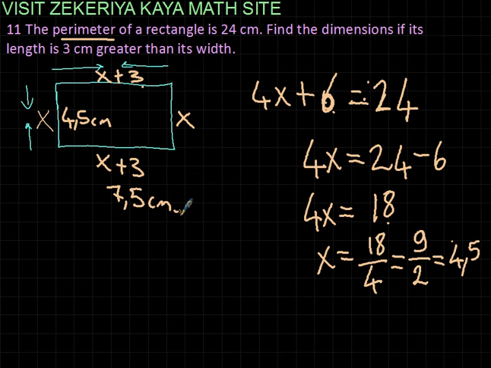This was easy to convert into decimal form. That's why I made it. Where can I replace it? x plus 3, 4 plus 3 makes 7 and 0.5.